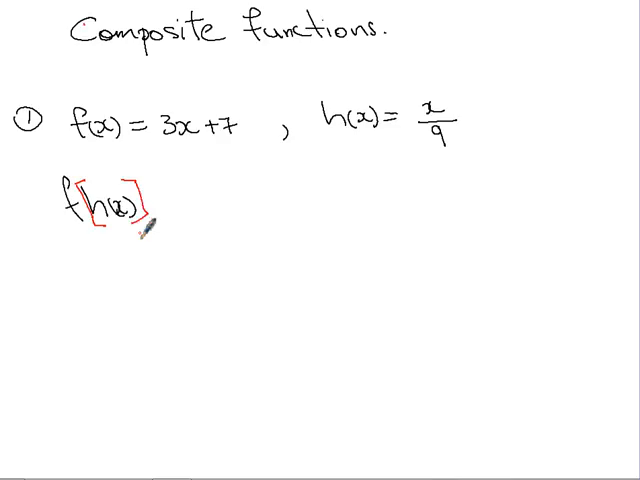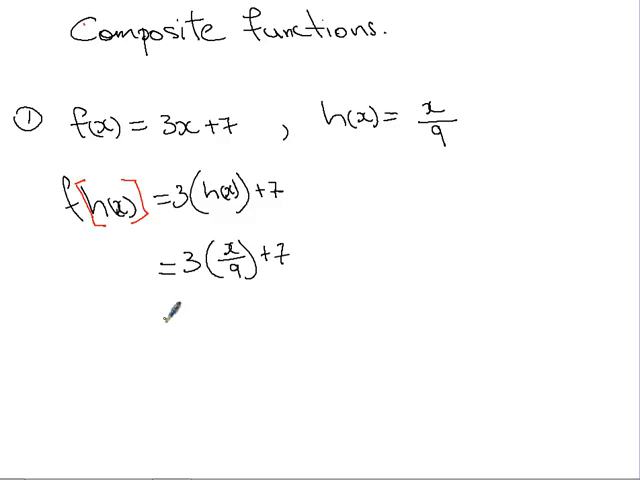f of h of x, what is it? Now, if you notice that f of x is 3x plus 7, so f of h of x would be equal to 3 times h of x plus 7. But we have an expression for h of x. So f of h of x is equal to 3 times h of x, which is x over 9, plus 7. That's the composite function there.